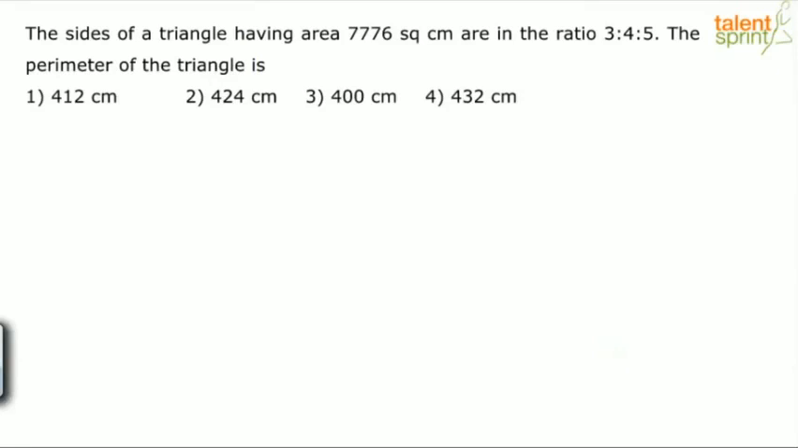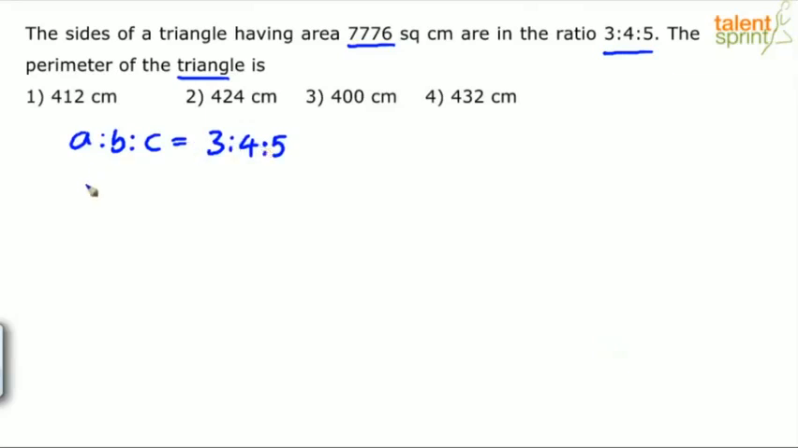Next question. The sides of a triangle having an area of 7776 square centimeters are in the ratio 3:4:5. The perimeter of the triangle is. So basically, we have been given the area of a triangle. The area of the triangle is root 7776 square centimeters, and the sides of this triangle are in the ratio 3:4:5. Now, clearly from the ratio of the sides, let's say the sides are A:B:C, we can conclude that it is a scalene triangle because the measure of each of these sides is different, 3, 4, and 5.